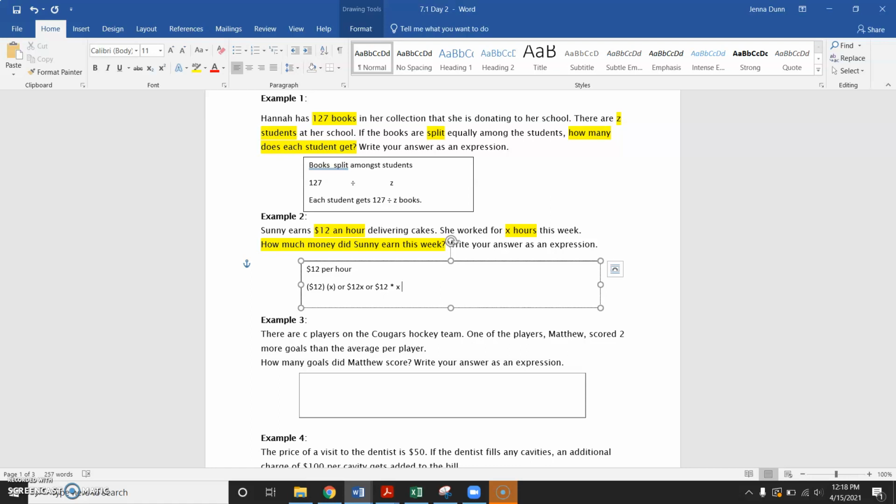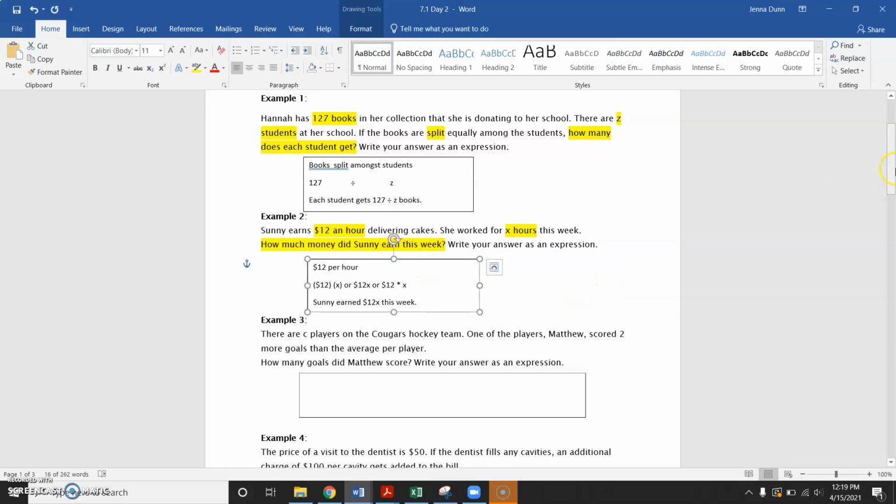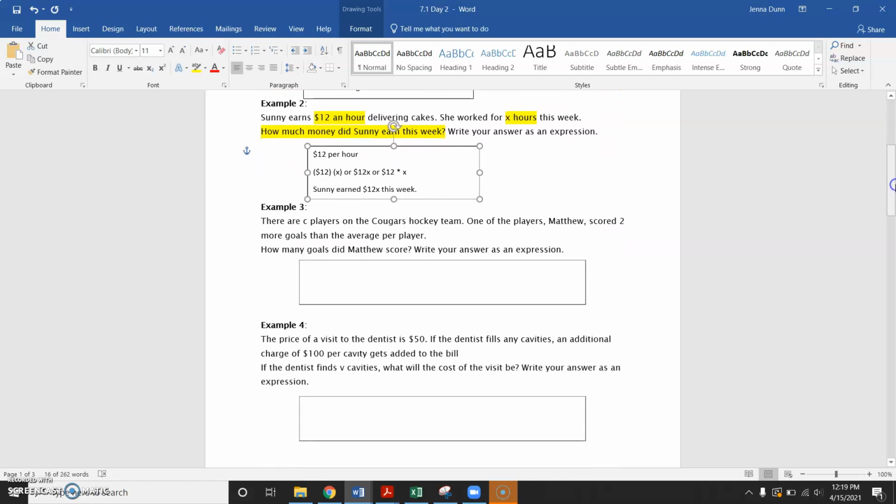So we took our highlighted information, turned it into words, and took those words and turned them into an expression. And then lastly, we want to answer how much did she make? Sunny earned 12x this week. And once we know how many hours Sunny actually worked, we would be able to figure out how much money she really made. Great work. Next one, example 3.